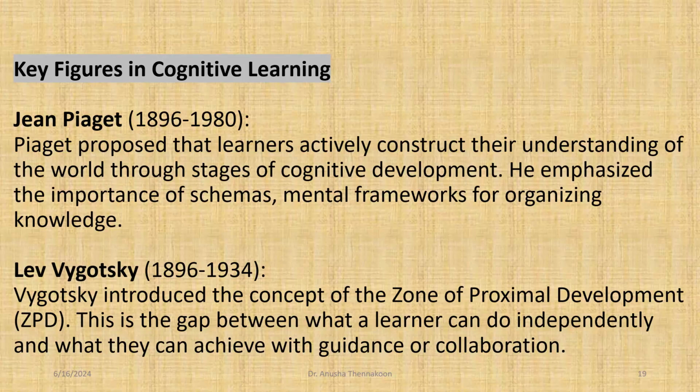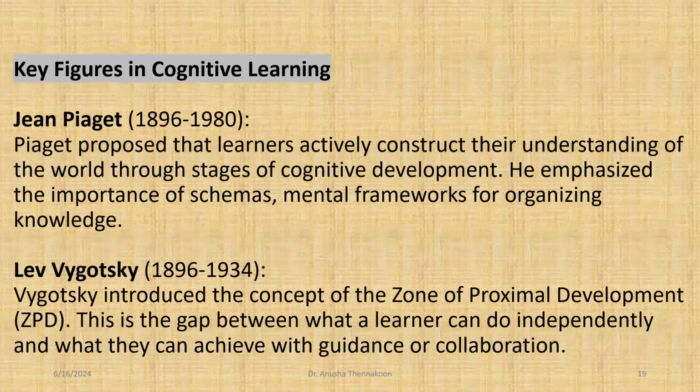Okay, so then there is another person who is important in this theory, that is Lev Vygotsky. He was talking about a concept called zone of proximal development, ZPD. Don't get confused with this ZPD. It means there is a gap between what a learner can do independently and what she can achieve under guidance or collaboration. So that gap is called zone of proximal development.